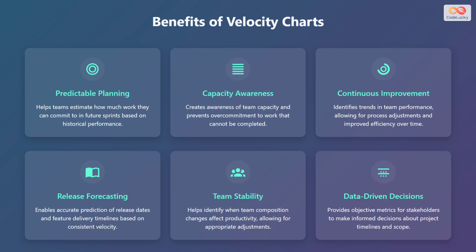Velocity charts offer numerous benefits to Agile teams. These include predictable planning, which helps teams estimate how much work they can commit to in future sprints based on historical performance. Another benefit is capacity awareness, creating awareness of team capacity and preventing overcommitment to work that cannot be completed. Velocity charts facilitate continuous improvement by helping identify trends in team performance, allowing for process adjustments and improved efficiency over time.